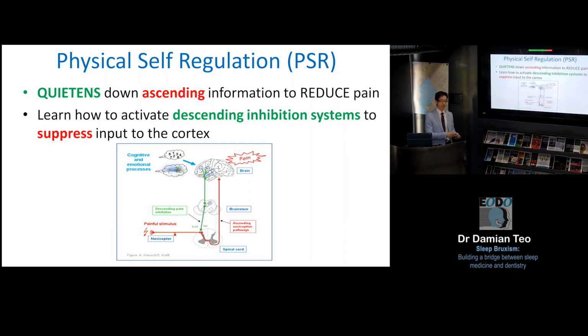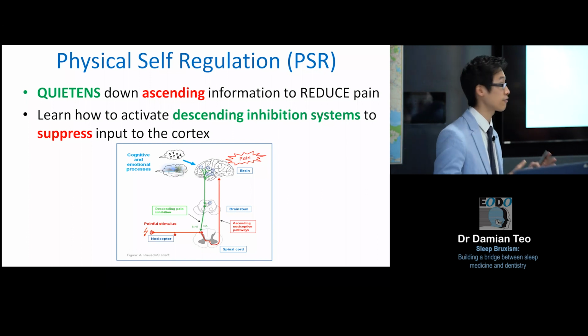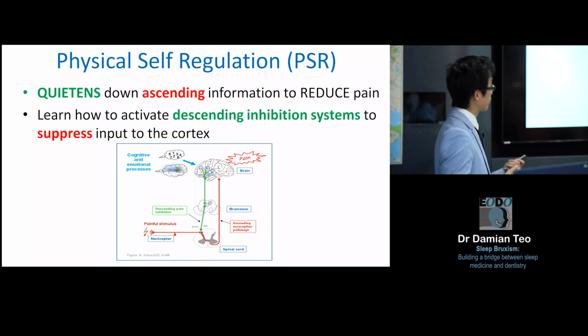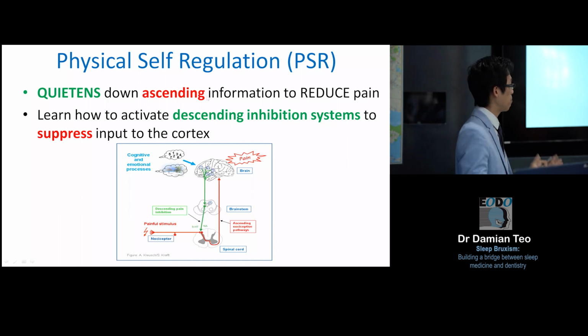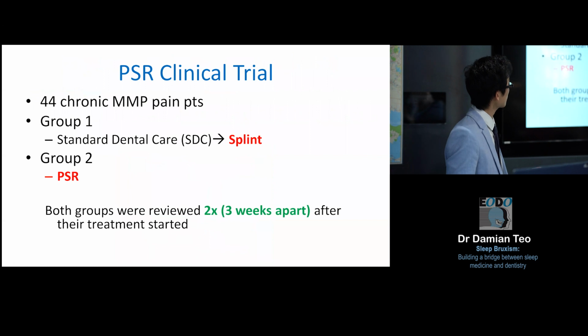And this is how we're working on the central nervous system and the sympathetic fight-flight response. So by working through PSR therapy, we're quieting down the ascending information, which helps reduce pain. And it's teaching patients to activate the descending inhibition systems, which suppresses pain into the cortex.